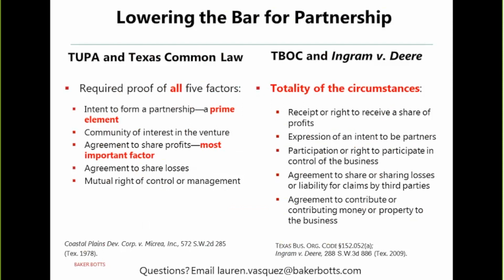Since 1994, the Texas Business Organizations Code, and particularly as interpreted by the Supreme Court in Ingram versus Deere, has been the prevailing law. Intent was demoted somewhat from the TUPA scheme, and all of the factors are considered in their totality without any of them really being a trump.